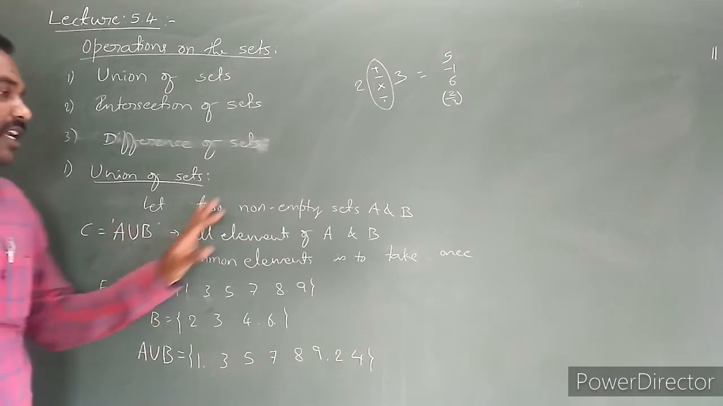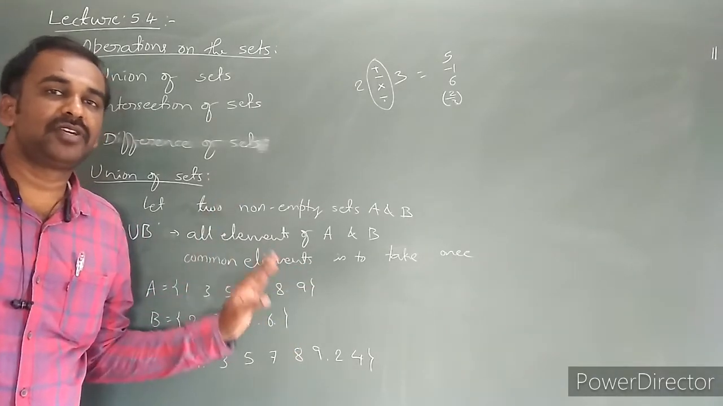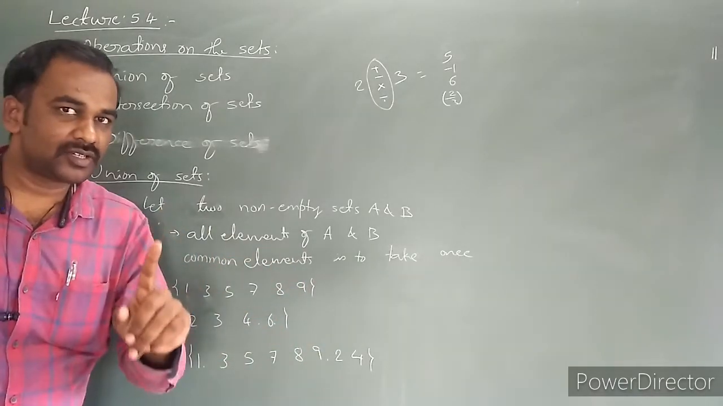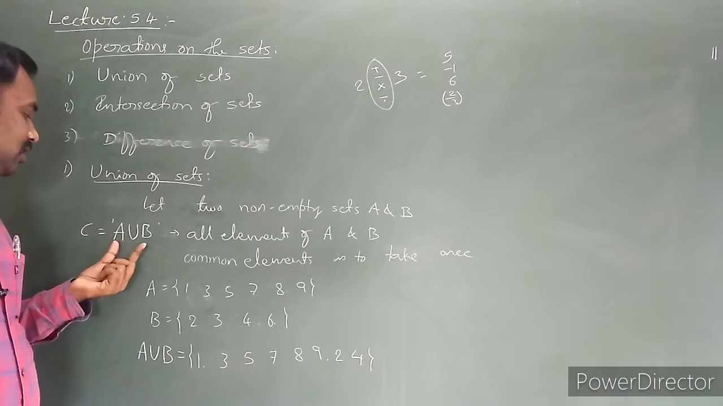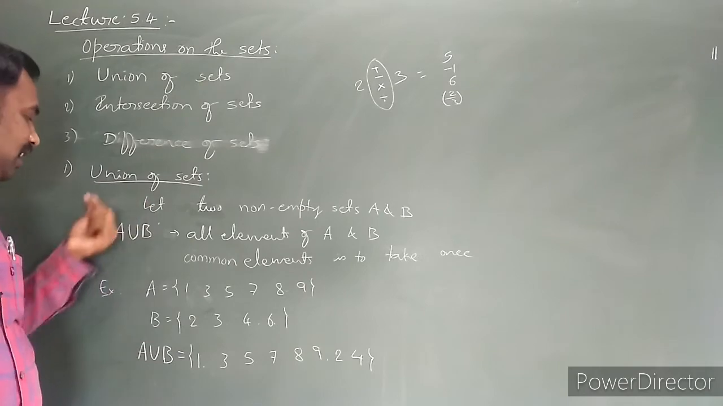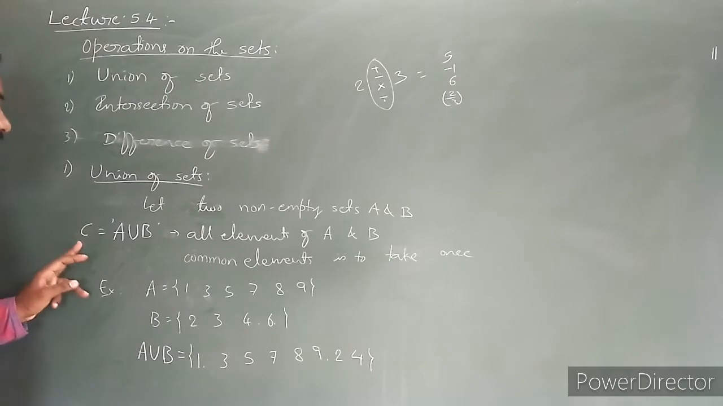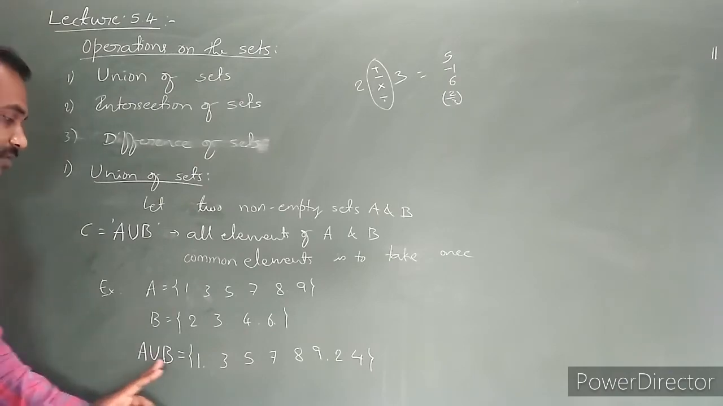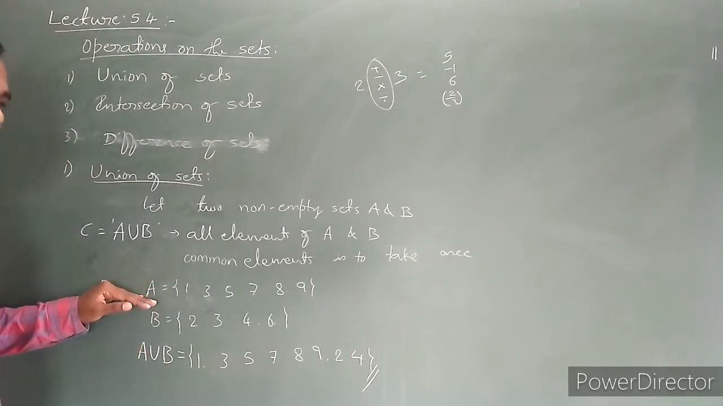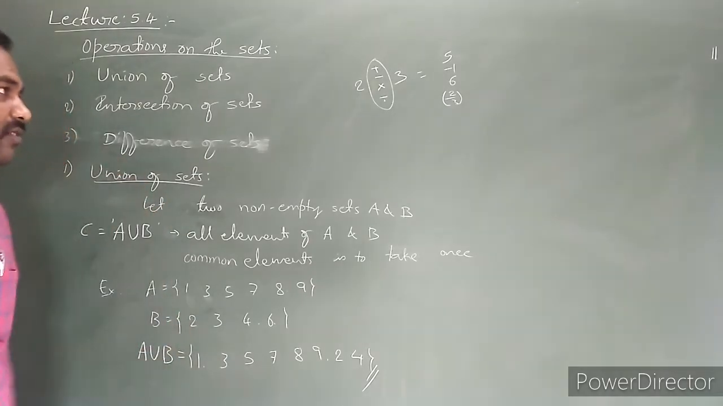What is A union B? A and B are two non-empty sets. The union of two sets is nothing but all the elements of set A and all the elements of set B. A repeated or common element is going to be written only once, and the union is denoted by A union B. After taking the operation union, the resultant is also a set. That set is denoted by C, or else A union B. Very clear? Very simple thing. All the elements of A, all the elements of B, and a common element we will write only once. That's all.